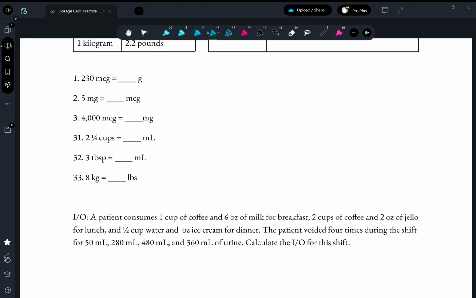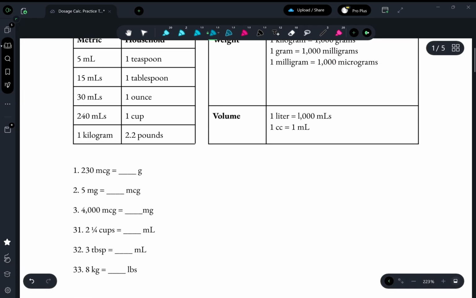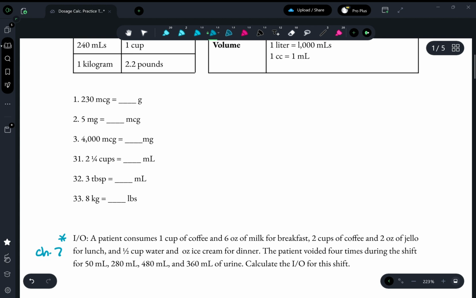Now, these next ones are in chapter 7, right? Nope, just kidding, chapter 6, the last one. This one is chapter 7 for the I-Nos. So for cups to mLs, we know that there's 240 mLs per cup. So the way the book tells you to do it is to use dimensional analysis right off the bat.